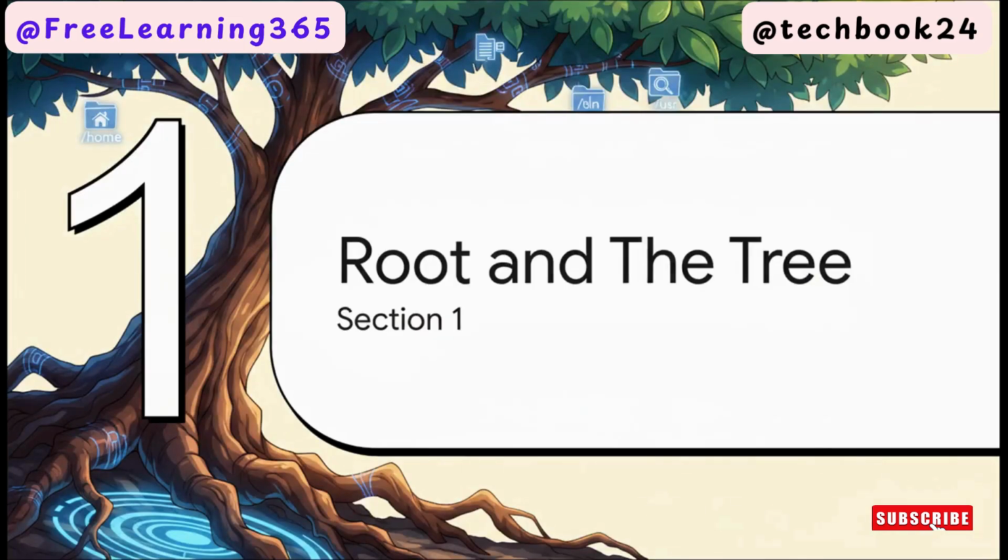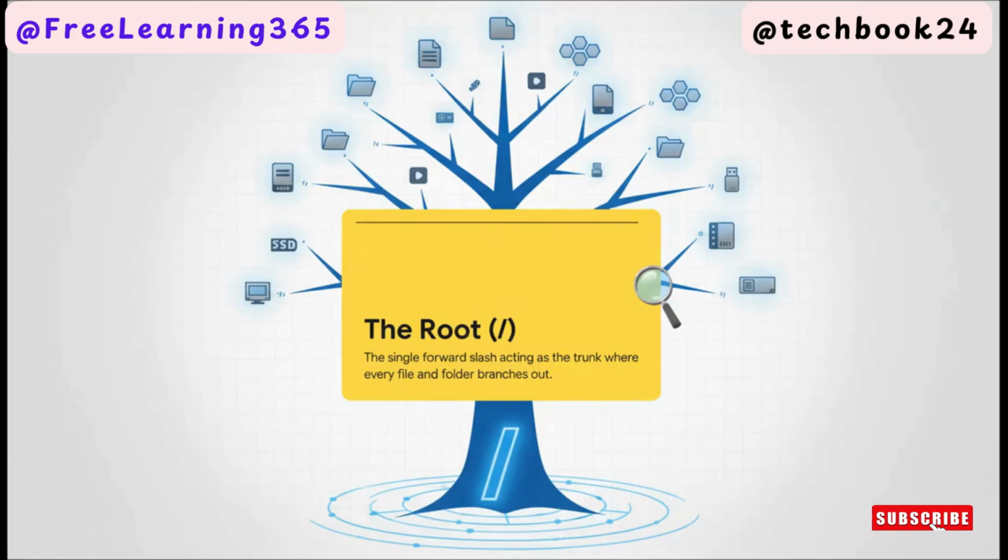All right, let's start right at the very beginning with Section 1, the root and the tree. The root, which is represented by that single /, is the absolute base. It's the trunk of our entire Linux file system tree. And here's the kicker. It literally doesn't matter if a file is stored on your main solid-state drive, a secondary hard drive, or some removable flash drive. In the Linux world, all of those physical devices are grafted directly onto this single, unified trunk. Everything, and I mean everything, connects back to this one /.